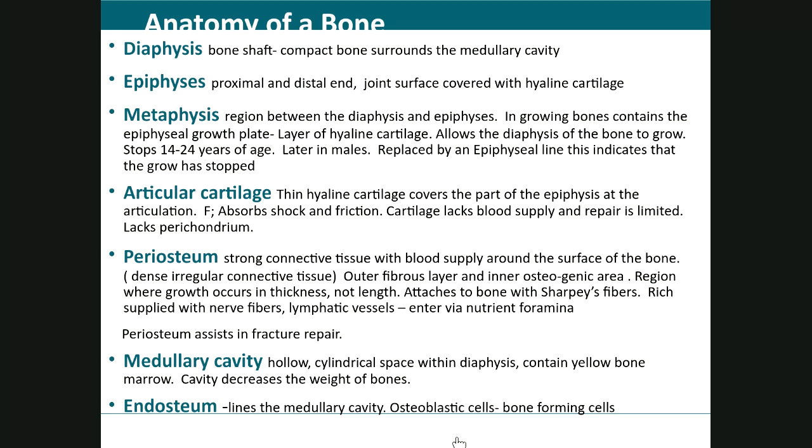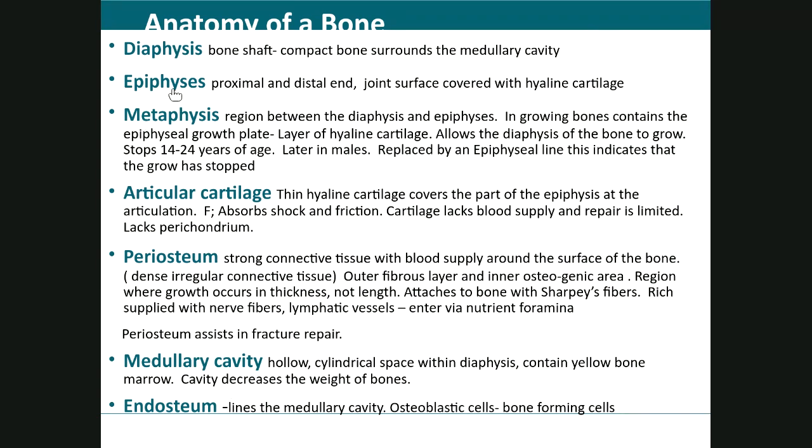So the diaphysis of the bone is a tubular shaft, and generally it's surrounded by compact bone. The inner part of the diaphysis contains the medullary cavity, and within the medullary cavity it contains yellow bone marrow, which is how we store triglycerides within the bone itself. The medullary cavity also decreases the weight of our bones. If we had solid bones throughout, without cavities within the long bones, we could add another 50 pounds to our weights.